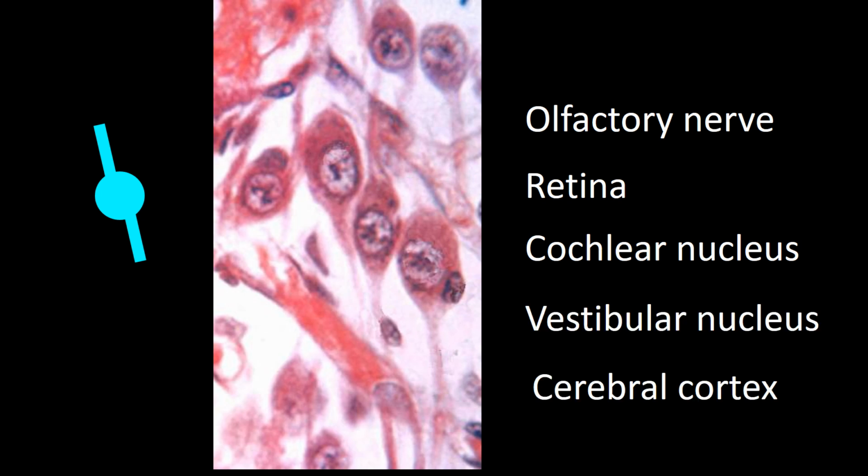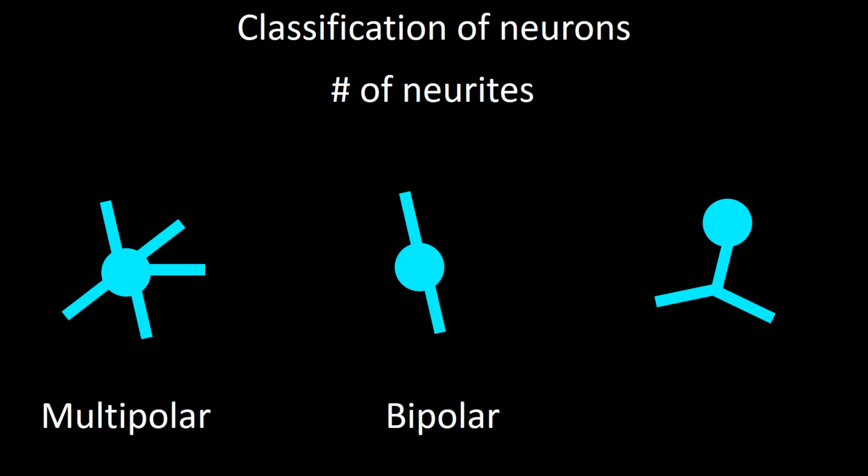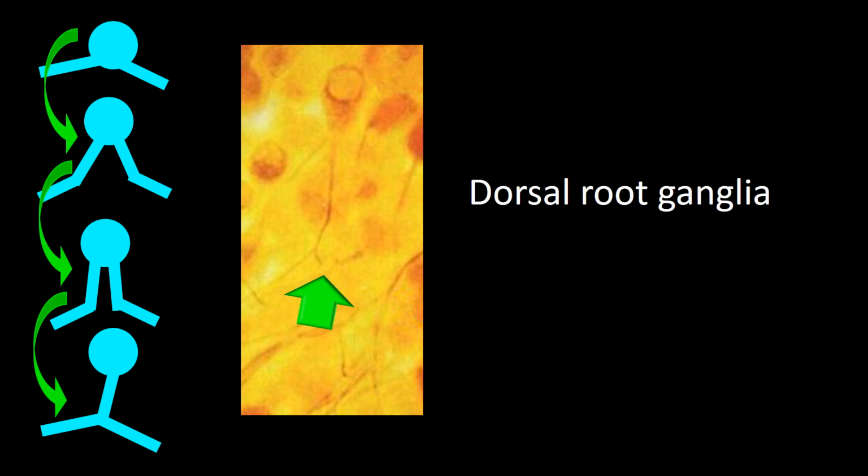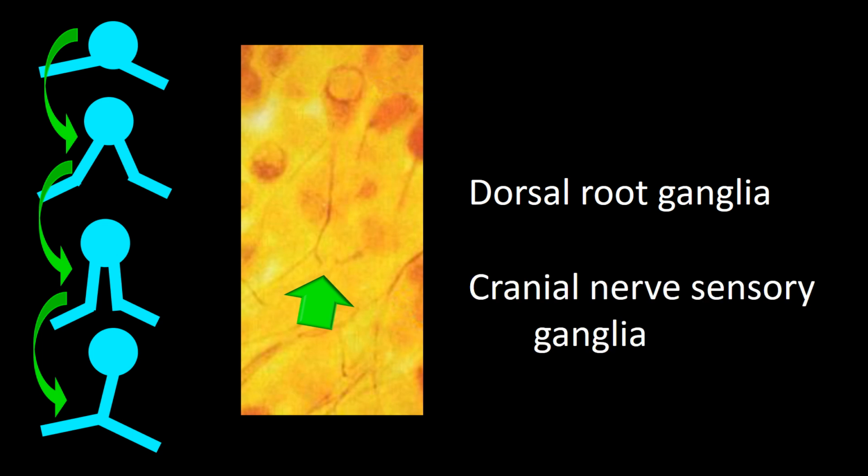vestibular nucleus, and cerebral cortex. The third group of neurons, classified based on the number of neurites, are the unipolar or pseudo-unipolar neurons. The latter term is more appropriate because developmentally they start as bipolar and progressively their neurites approach to the point of fusion of the process close to the soma. Both processes behave like axons. In these neurons, we see a single neurite that divides into two processes. Pseudo-unipolar neurons are found in the dorsal root ganglia and also in cranial nerve sensory ganglia.